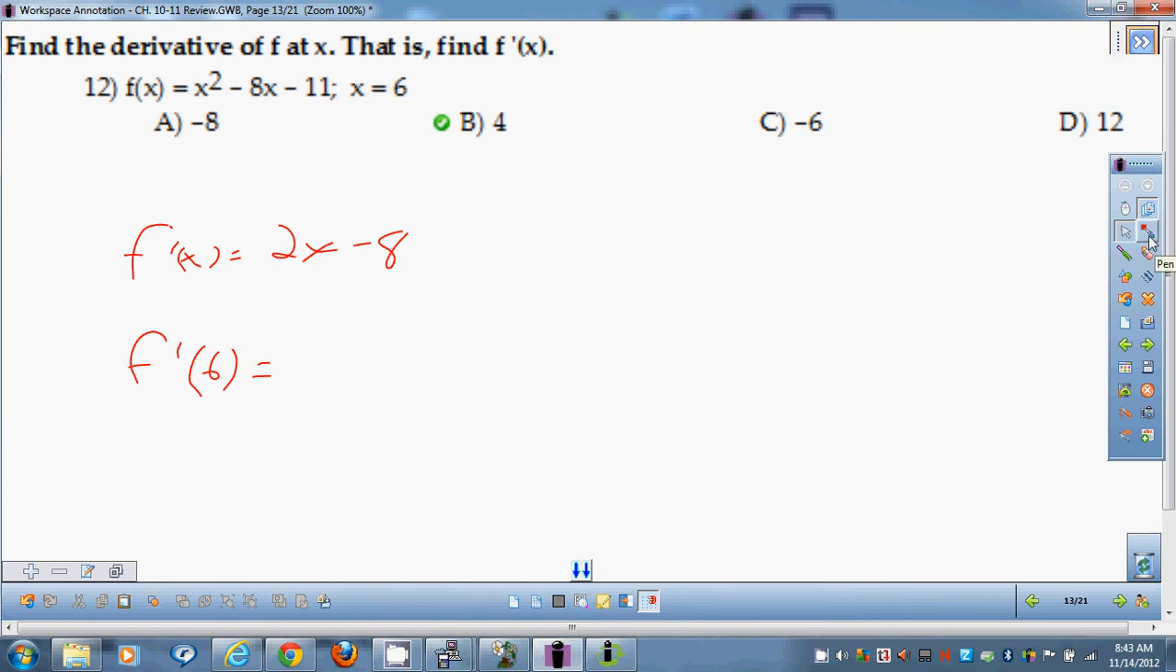The power rule. Multiply by the exponent, so 2 times 1 is 2. Lower it by 1. Multiply by the exponent. 8 times 1 is 8. Anything with just an x, the x goes away. And anything without an x just goes away.